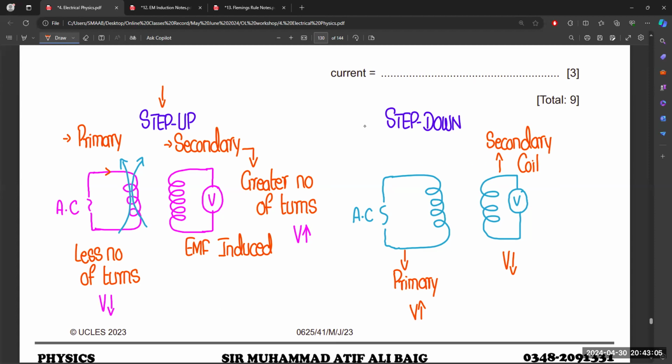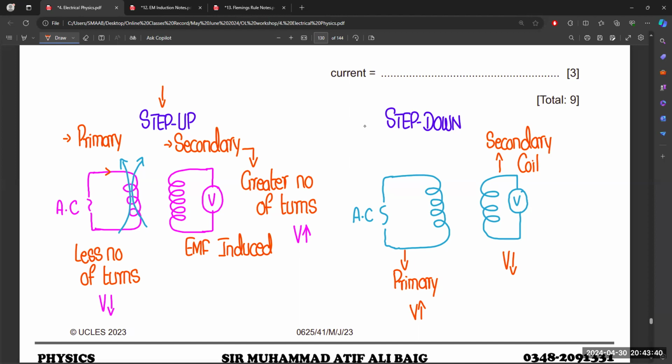Just like in the DC motor we discussed, if we increase number of turns, the value of the force also increases. So when we increase number of turns in any coil, the value of induced EMF for that coil also increases. So in a step up, the value in the primary coil, the input, is less and the value in the output will be greater because we have more number of turns in the coil. So due to change in the magnetic field lines, a large value of EMF is induced in the secondary coil.